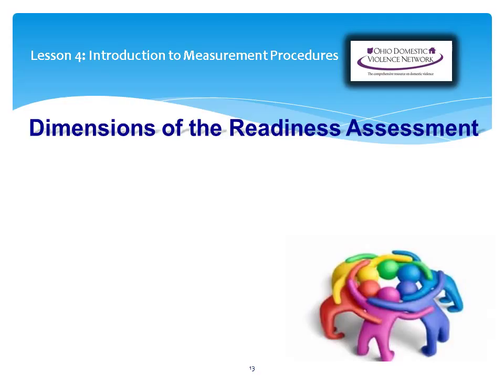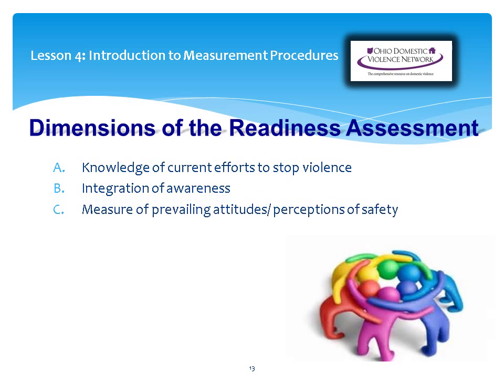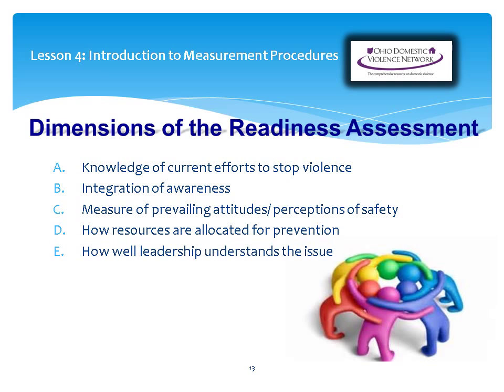The 5 dimensions of the assessment are: A. How knowledgeable the campus community is about current and existing efforts to stop violence. B. Is a reflection of how integrated awareness is among campus community members and organizations. C. Is a measure of prevailing attitudes that lead to perceptions of safety and campus climate. D. Is an indicator of how resources are allocated or not for the creation of comprehensive prevention strategies on campus. And finally, Dimension E reflects how well campus leadership understands the issues of relationship and sexual violence and how willing they are to lead by example.